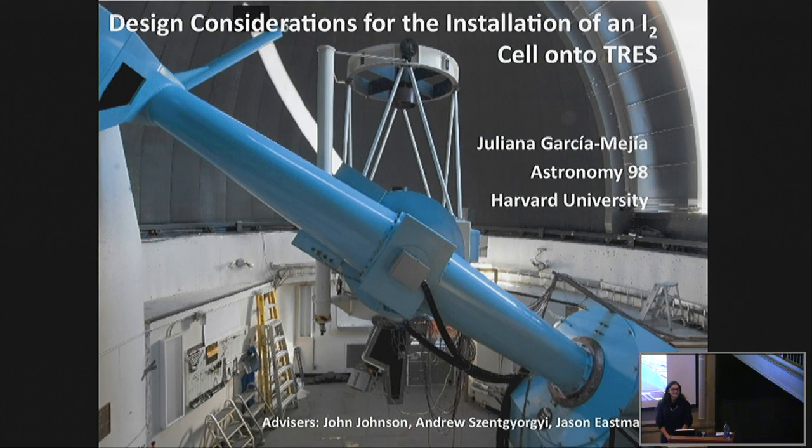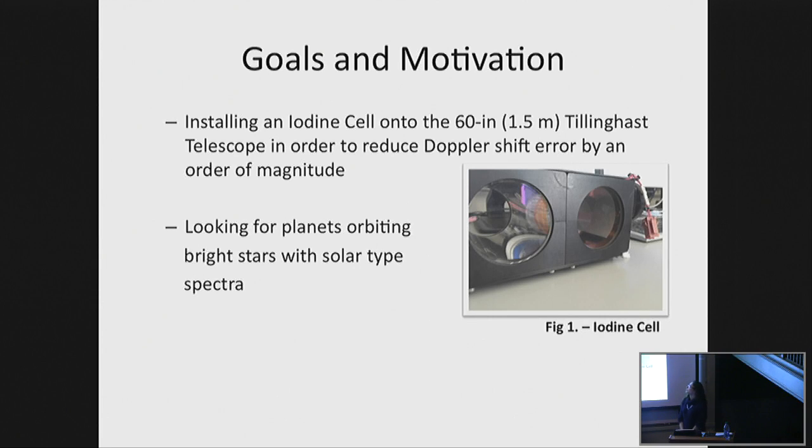My name is Juliana, and today I'm going to be talking about design considerations in the installation of an iodine cell onto TRACE. And just to remind you, TRACE is the Tillinghast Reflector Echelle Spectrograph, and it is mounted on the Tillinghast telescope that you see in the background. First and foremost, the goals and motivation behind my project. We want to install an iodine cell onto the 1.5 meter Tillinghast telescope in order to reduce Doppler shift errors by an order of magnitude from the current 20 meter per second precision.